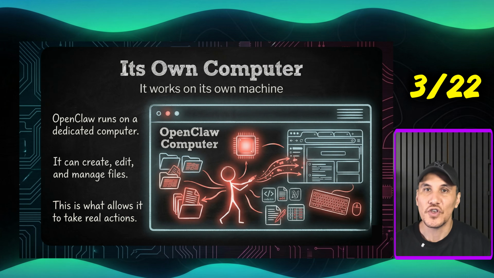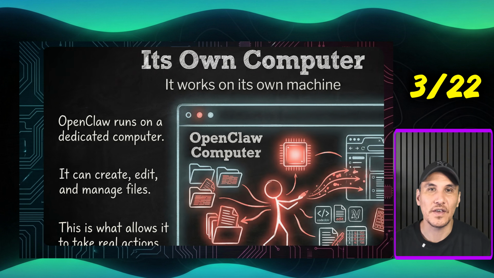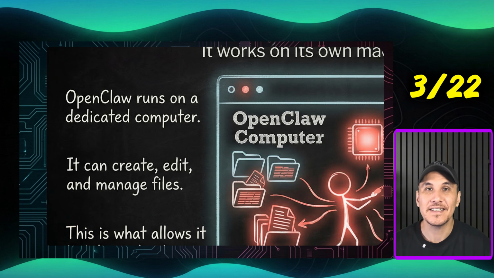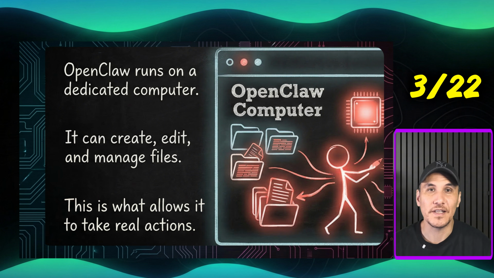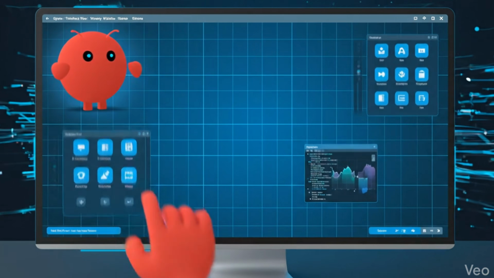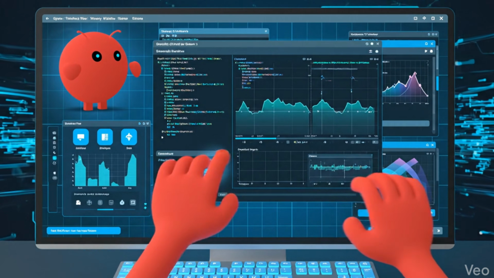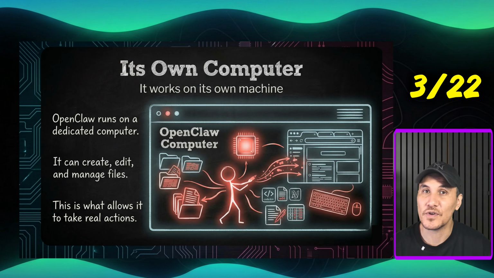At this point, you might be wondering, how is it doing all of this? And the answer is simpler than you think. OpenClaw runs on its own computer, not inside of a chat window, but as a system with access to a real machine. That means instead of you doing all the work, there's a second computer running alongside you with an AI operating inside of it, clicking, typing, opening apps, and interacting with the computer directly. And that's what changes everything. It's no longer just generating text. It's taking real action inside of an environment, executing tasks instead of just describing them.